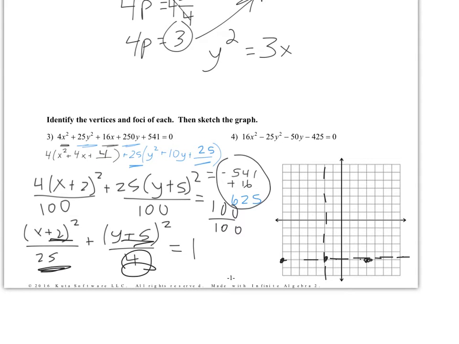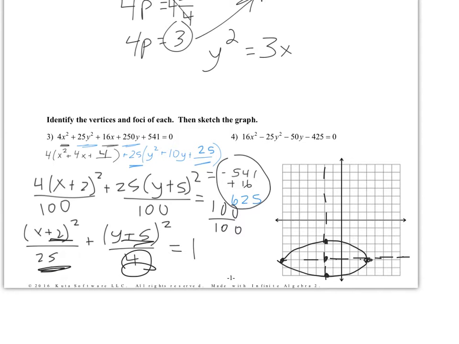Now this value there is with the y variable, that's b squared. B squared is 4, that means b is 2, so you go up and down 2 units in each direction. Okay, so there's your ellipse. We're just missing the foci.